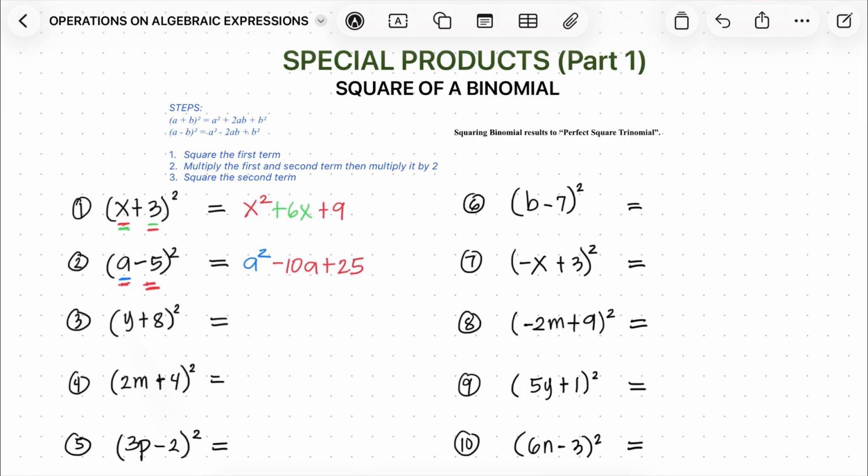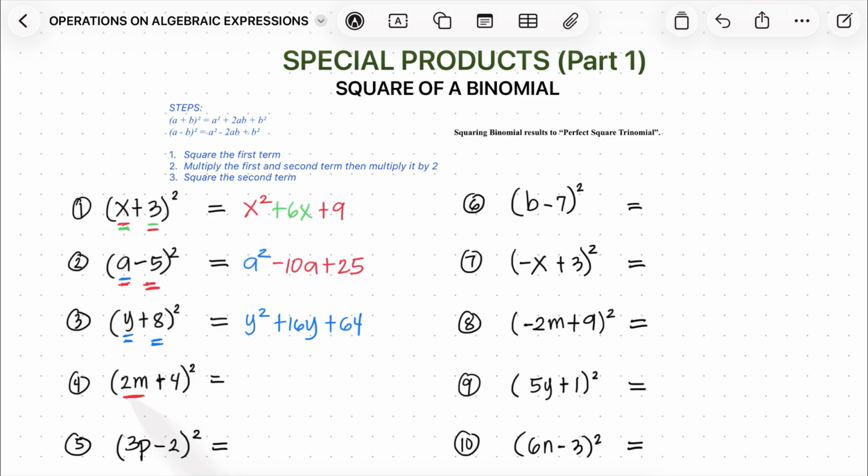Okay, moving forward, y times y is y squared. Y times 8, that is 8y times 2, that's positive 16y. And lastly, what is 8 times 8? That's 64. So next we have the quantity 2m plus 4 squared.